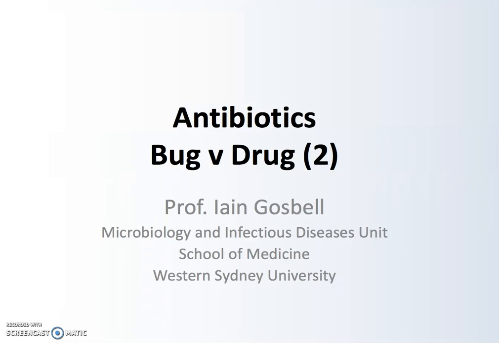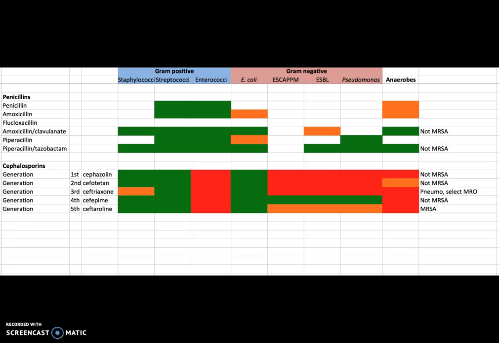This is the second lecture in the antibiotic series of Bug versus Drug, where we talk about the two other classes of beta-lactams, monobactams and carbapenems. So, back onto the spreadsheet, we also need to consider the drug flucloxacillin in the penicillin group.